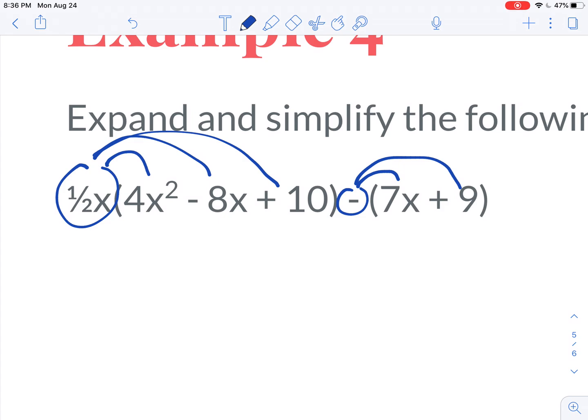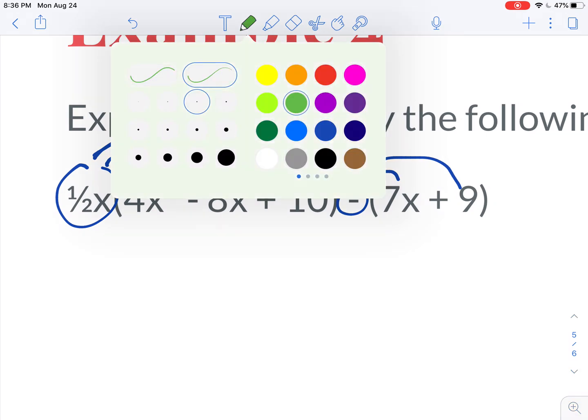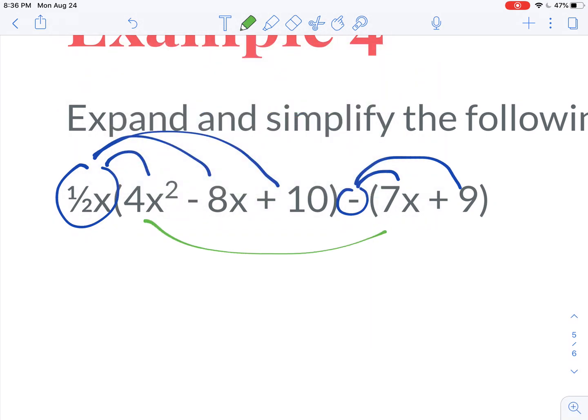Once I have an operation in between two parentheses, I'm not multiplying these parentheses. So I'm not sending the 4x over there. I'm not multiplying. I'm subtracting what's on the inside of the other parentheses from what's going to be distributed from the first parentheses, and I make sure that I distribute that negative sign as a -1.